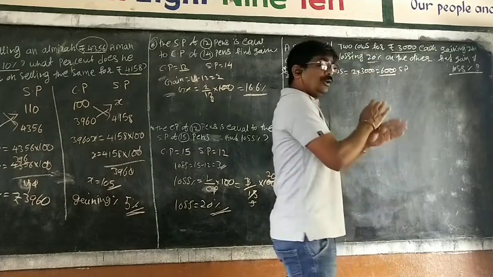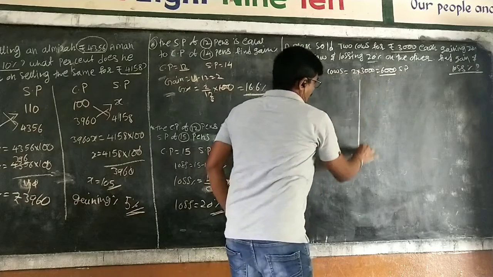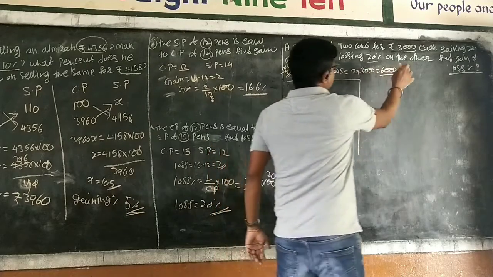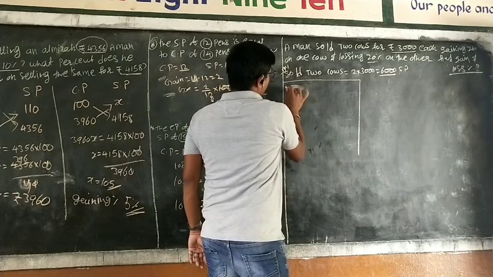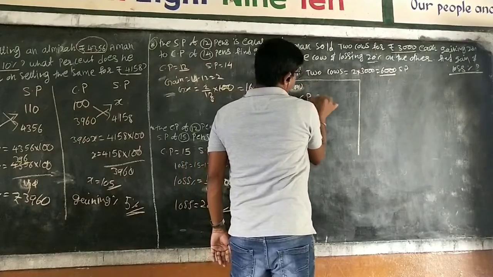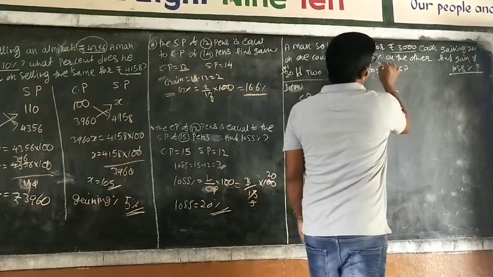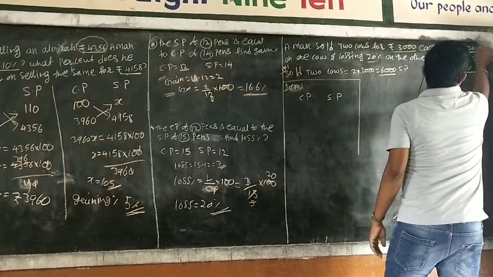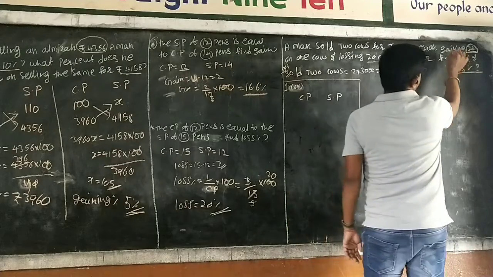In this we have 2 different problems. First, I have to find the first cow: its cost price and selling price. The first is a gain of 20%. His gain is 20%.